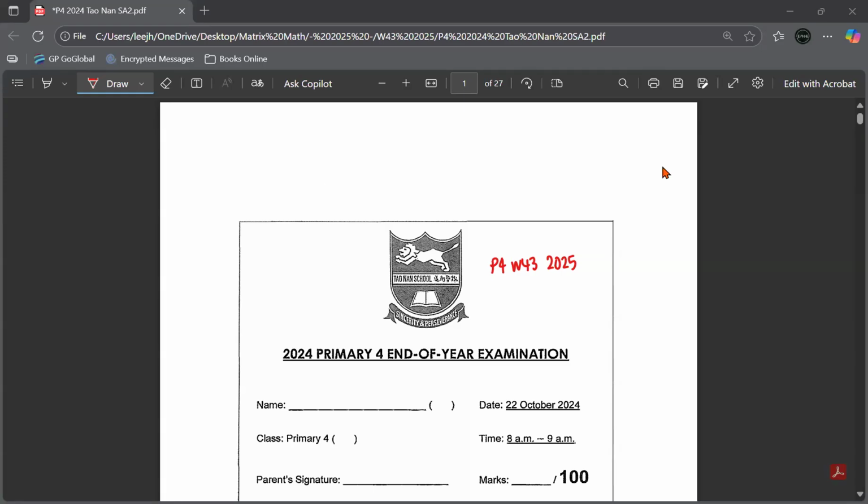For week 43, 2025 exam paper review. So this is from Tao Nan School. Okay, Tao Nan School's SA2 paper. So I'm going to move to the first question.